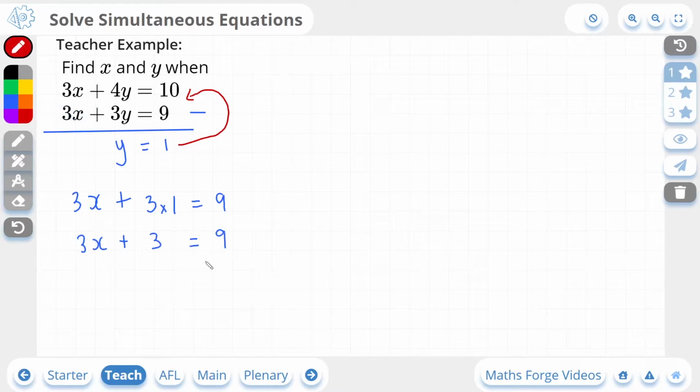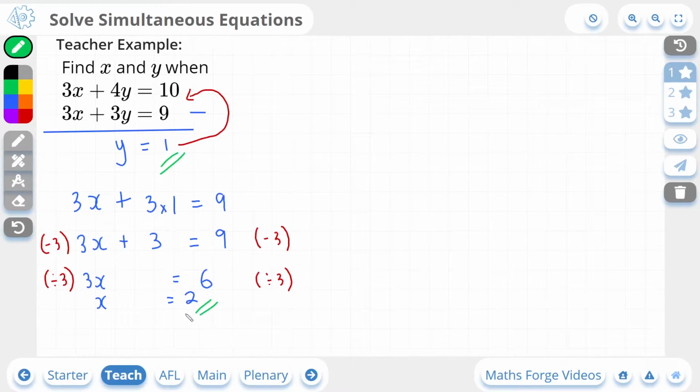This now becomes a two-step equation. So I'm going to rearrange for x by cancelling out this plus 3 first, and I'm going to do this by subtracting 3 on both sides. This is now going to give us 3x, which is equal to 6. And for the final step, I'm going to get rid of this times 3 by dividing with 3 on both sides. This is now going to leave us with x is equal to 2. So here we have solved these simultaneous equations to give us y is equal to 1 and x is equal to 2. And if we check our answer, there it is.